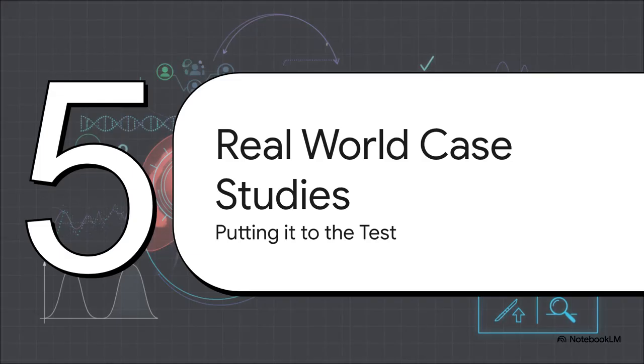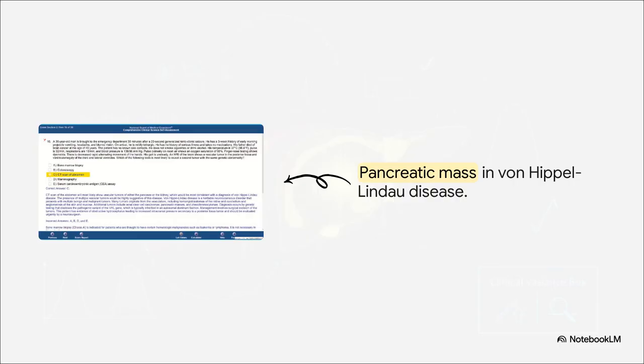Finally, Section 5. Deep Integration Case Studies. This is where we execute our clinical logic. Okay, look at this scenario. When a young man presents with a history of brain cancer and a newly discovered pancreatic mass, statistical probability points straight to von Hippel-Lindau disease.